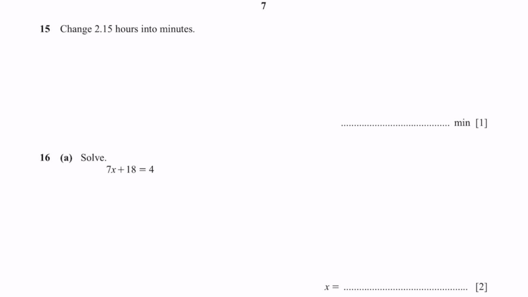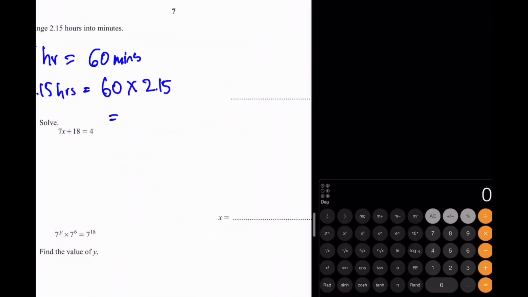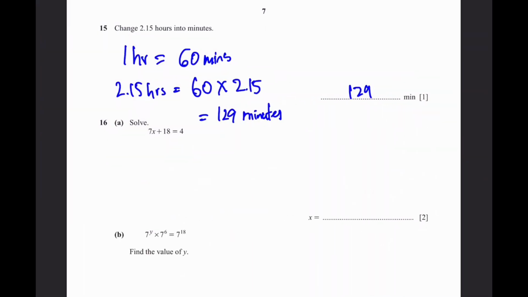Question 15. Change 2.15 hours into minutes. Now we know what 1 hour is. 1 hour equals 60 minutes. So 2.15 hours equals 60 into 2.15. And let's get our calculator out. 60 into 2.15. And it is 129 minutes. That's the answer. Let's move on to question 16.